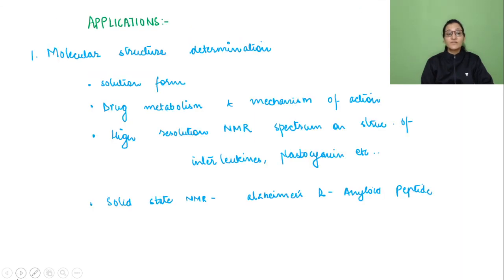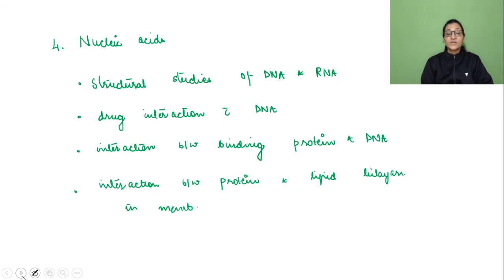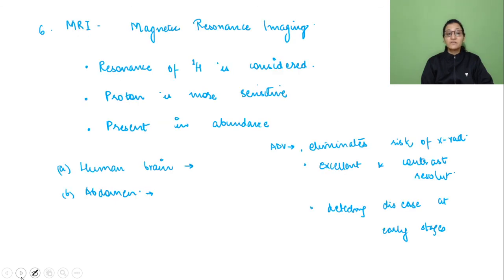Then in application, we have seen molecular structure determination, then molecular behavior in solution can be understood, then phosphate metabolism can be understood, then nucleic acid structure and interaction can be understood. Then in the medical field, MRI is completely based on NMR. It is done for human brain studies in various kinds of tumors. Then in the abdomen, the fatty tissue deposited on the liver, the fatty liver, can be easily identified with an MRI.